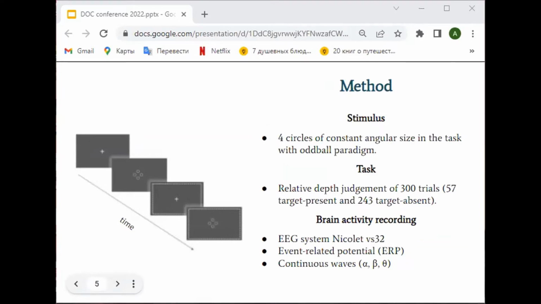The experiment consisted of 2 sessions that were shown on a flat panel display. The order of the sessions would alternate: in the first session, the target present would be cross disparity, while in the second session, it would be uncross disparity, and this would alternate for each participant. The EEG components, consisting of event-related potential and continuous waves, were evaluated using the Nicolet EEG system.